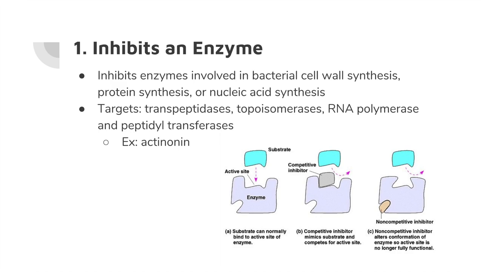The first one is inhibiting an enzyme. These antibiotics inhibit enzymes involved in bacterial cell wall synthesis, protein synthesis, or nucleic acid synthesis. They do this by changing the shape of the enzyme, which inhibits their ability to construct the cell wall and causes the cell wall to break. The enzyme targets include transpeptidases, topoisomerases, RNA polymerase, and peptidyltransferases. An example of an antibiotic that does this is actinonin.